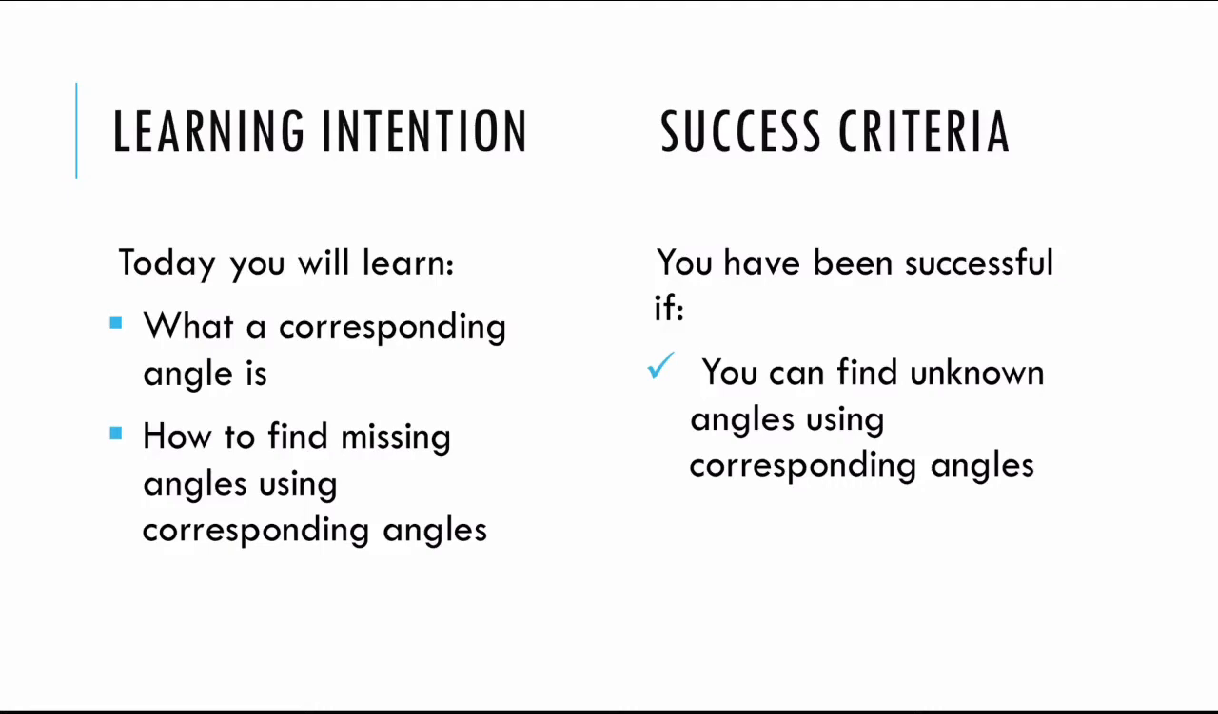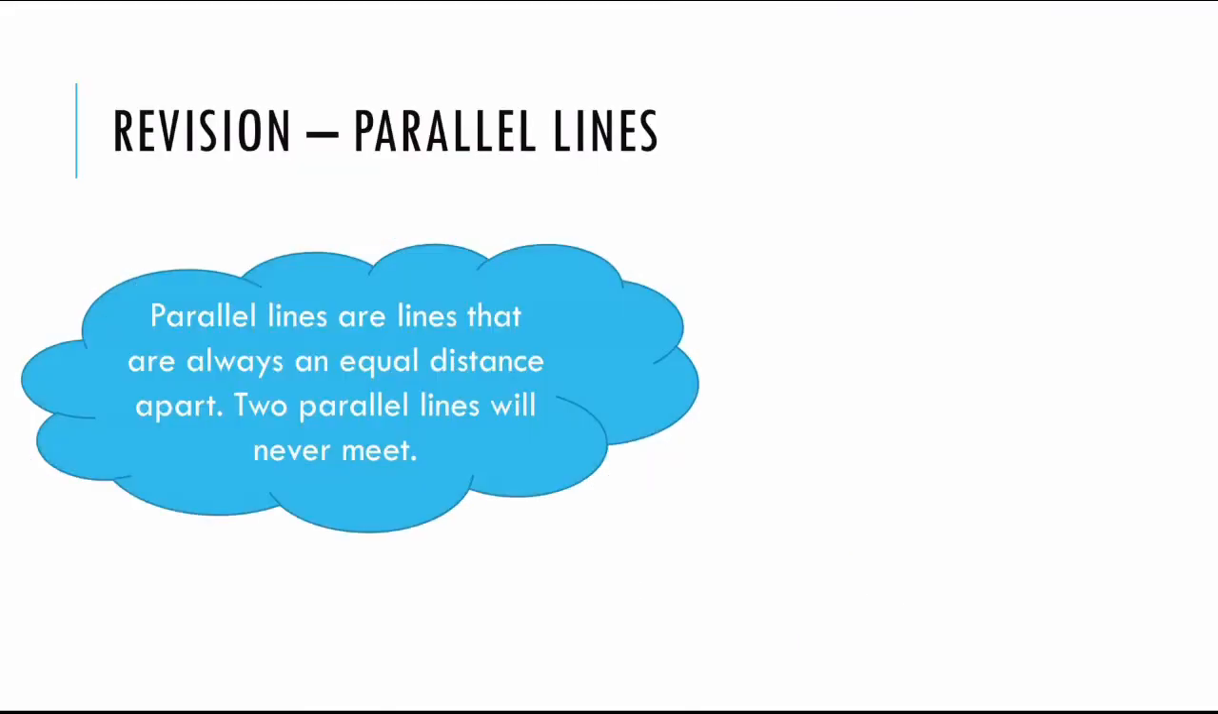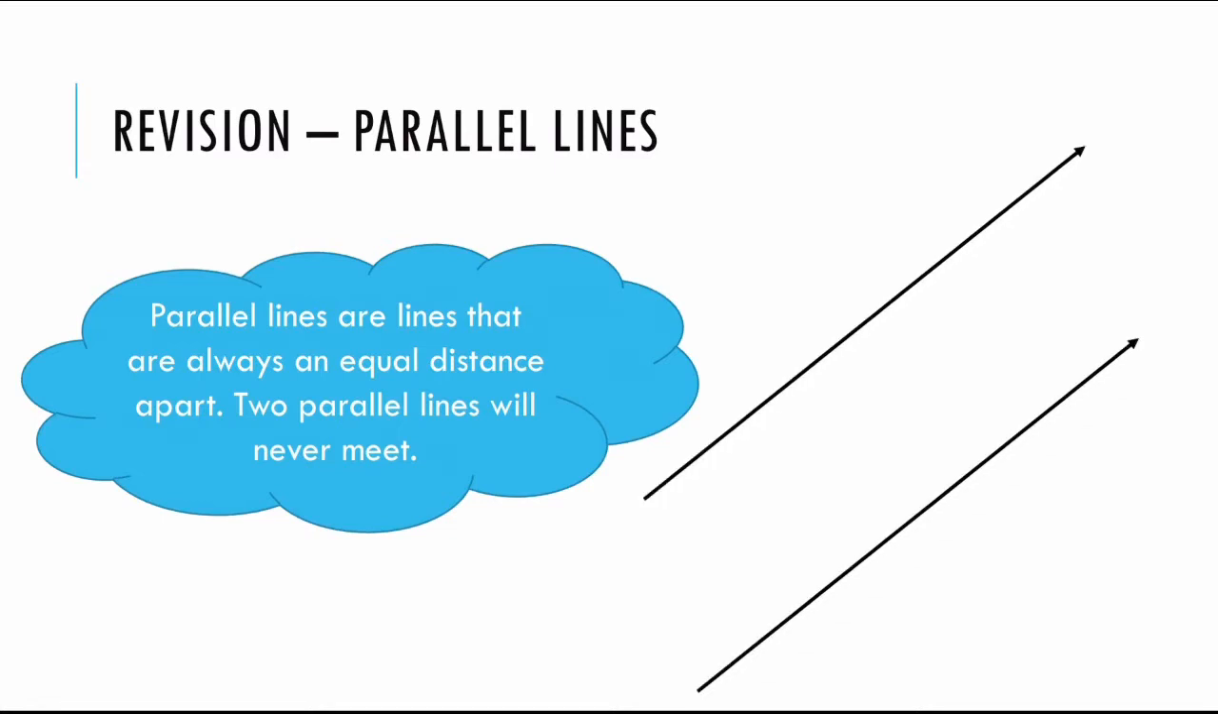In today's lesson, you will learn what a corresponding angle is, and by the end of the lesson, you should be able to find unknown angles in a shape using corresponding angles. So let's start with some revision of parallel lines. Parallel lines are lines that are always an equal distance apart. Two parallel lines will never meet. So we can see here that there's arrows on these lines. Usually there are arrows on parallel lines to indicate that they're parallel.